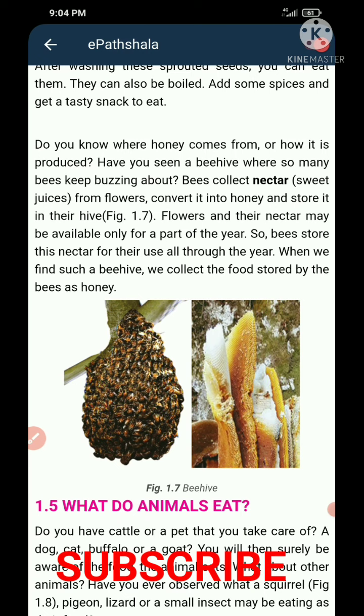Bee collects nectar, basically the sweet juice of flowers, which is collected by the bee. So the beehive is where the honey is collected.